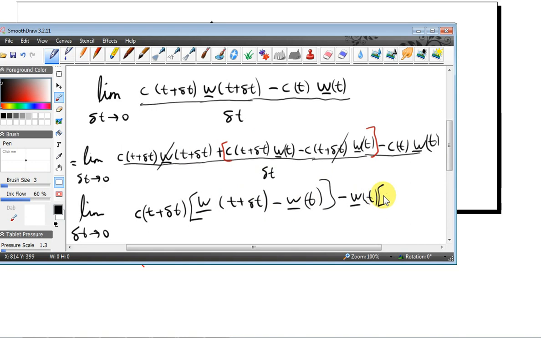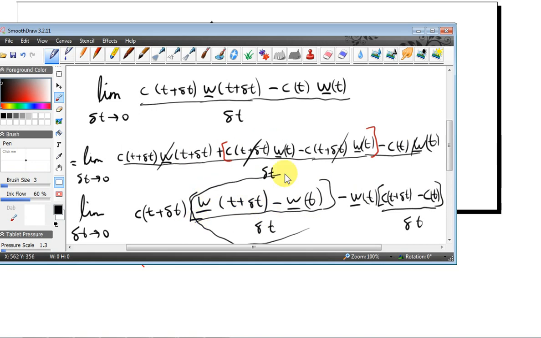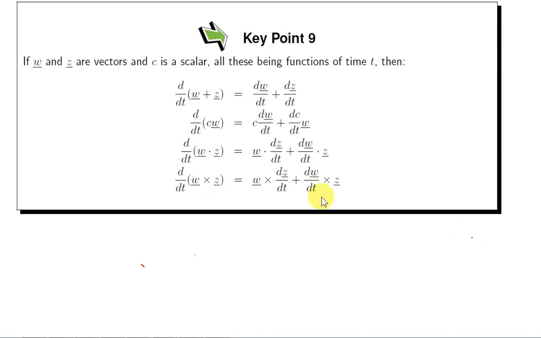So we have c at t plus delta t minus c at t. That's from this term and this term, and the whole lot is divided by delta t, so I can just stick the delta t in here and I can stick it in here. Now if we take the limit as delta t goes to 0, this quantity here is just going to go to the derivative of vector w with respect to time, and this quantity here is going to go to the derivative of the scalar function c with respect to time. So this is the kind of thing that we use to prove the product rule for a product of two scalar functions, but it also works here.